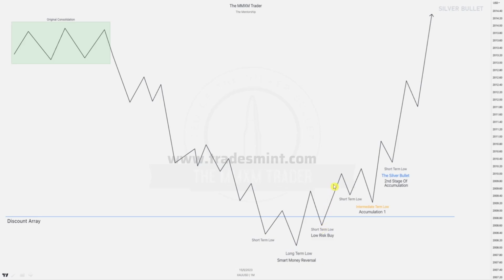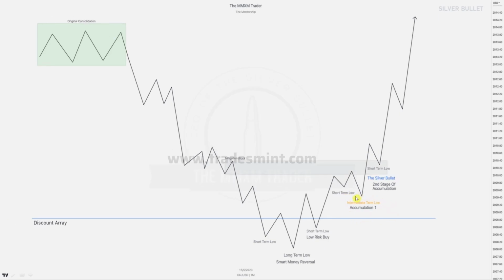Now once we start to break up further, there will be more short-term lows being formed in that whole range moving up, and we are waiting for that short-term low after the low risk buy to get raided, and then we form that intermediate term low. So we expect price not to exceed this intermediate term low once again. We call that a protected low.